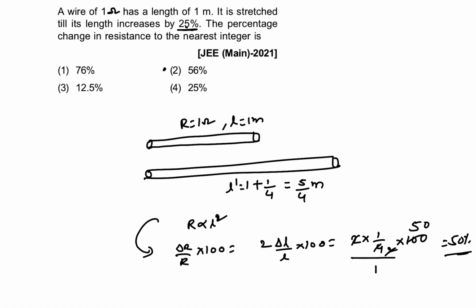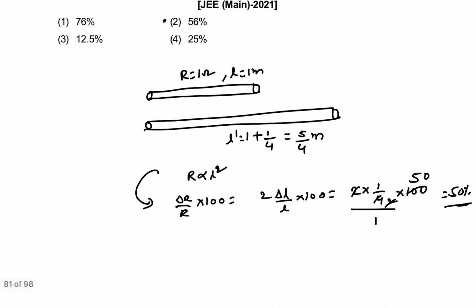What is the L value? L is equal to 1, so you can write it as into 100. You can see 2 times get cancelled, you will get 50 percentage, but it is not the correct relation. We can see initial R value is 1 ohm. What is finally how much value is there?